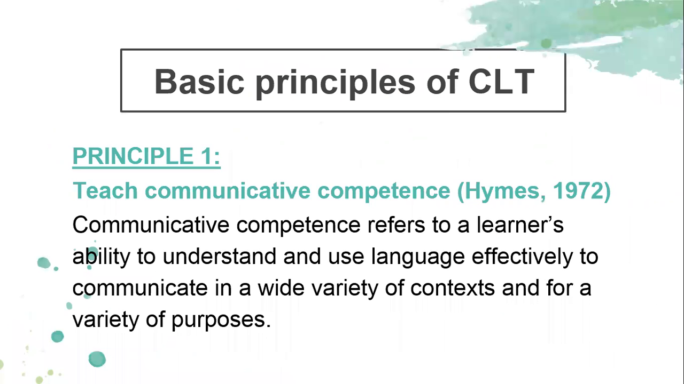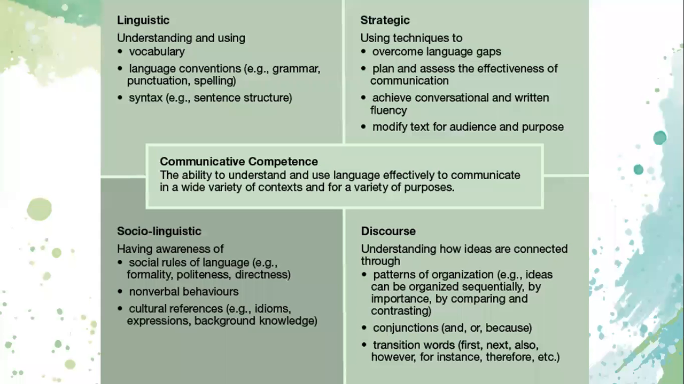So, what are the basic principles of CLT? Principle 1, teaching communicative competence. Communicative competence refers to a learner's ability to understand and use language effectively to communicate in a wide variety of contexts and for a variety of purposes. Communicative competence consists of four elements. The first one is linguistic competence, which refers to understanding and using vocabulary, language conventions, syntax.